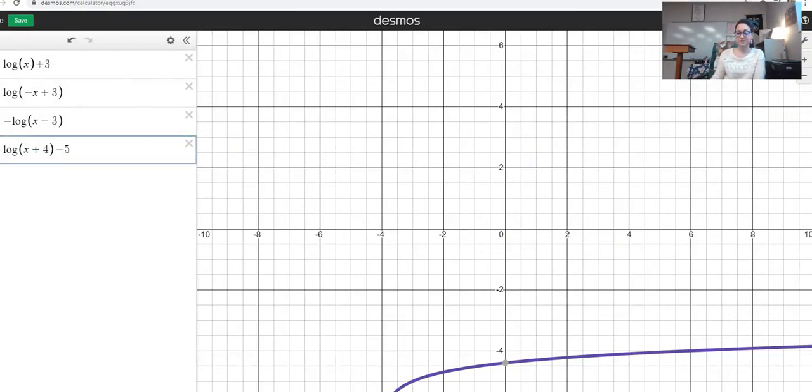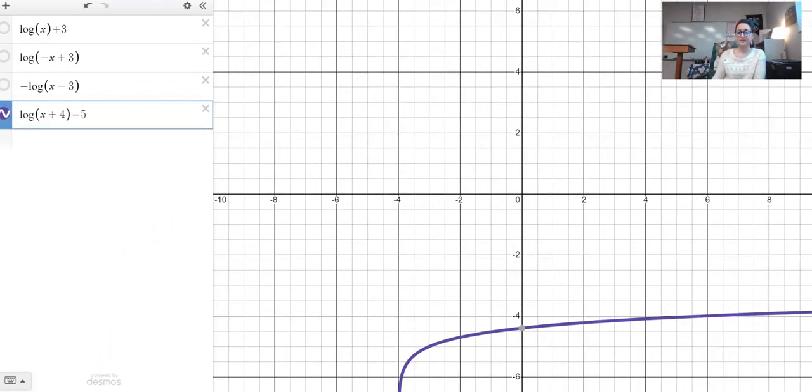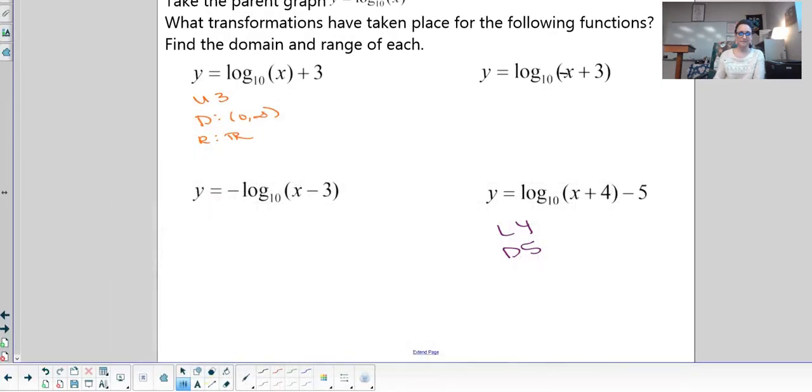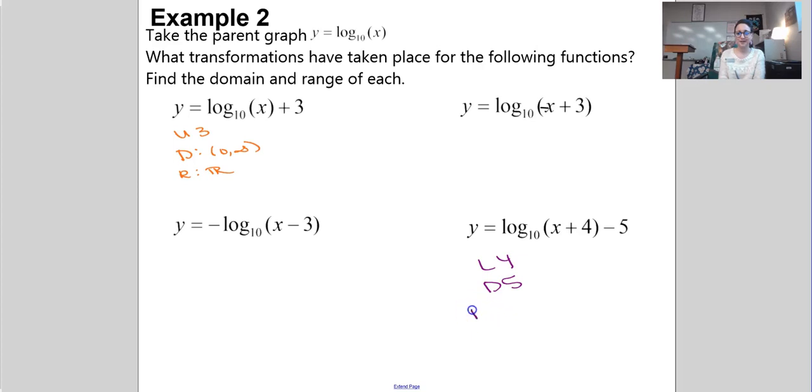So has our range changed? It has not. Our range is still all real numbers. What about our domain? Our vertical asymptote is now at -4, right? You can see, what would make the inside 0? Well, that would be x equals -4. So our domain is now -4 to infinity. Make sure you've got a parenthesis on the -4. The range is still all real numbers.